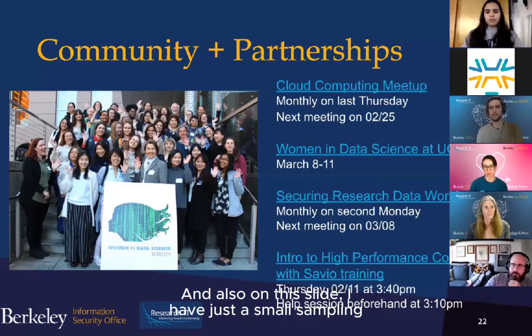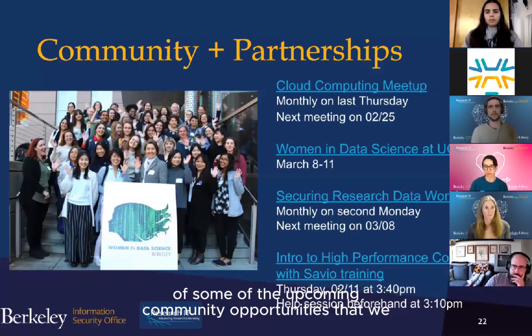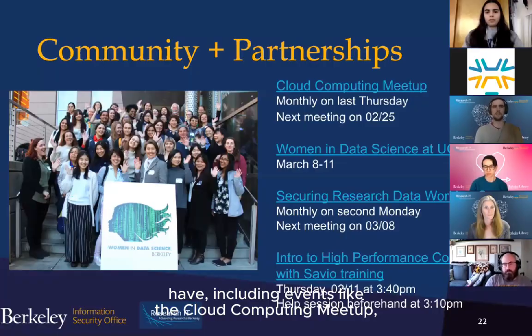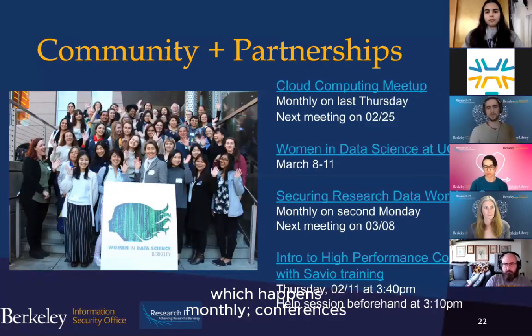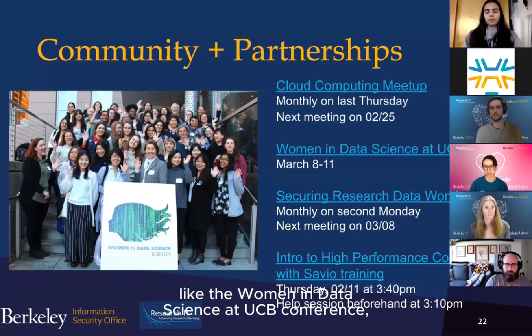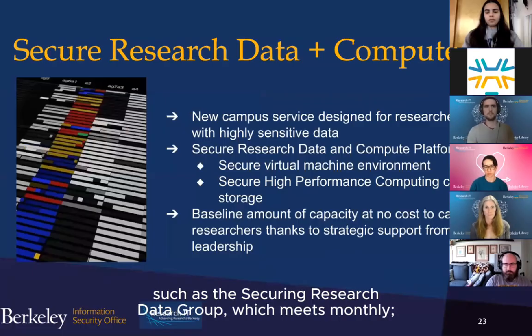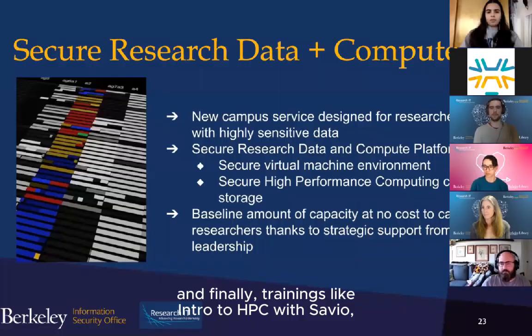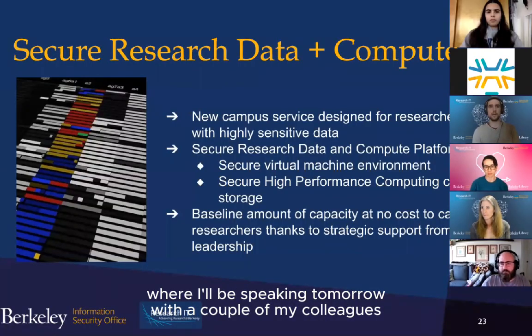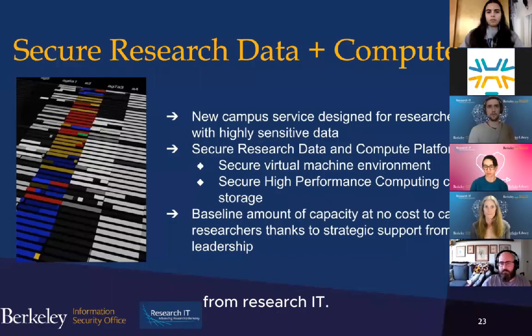And also on this slide, I have just a small sampling of some of the upcoming community opportunities that we have, including events like the Cloud Computing Meetup, which happens monthly, conferences like the Women in Data Science at UCB conference, which is happening in March, and then community working groups such as the Securing Research Data Group, which meets monthly. And finally, trainings like Intro to HPC with Savio, where I'll be speaking tomorrow with a couple of my colleagues from Research IT.